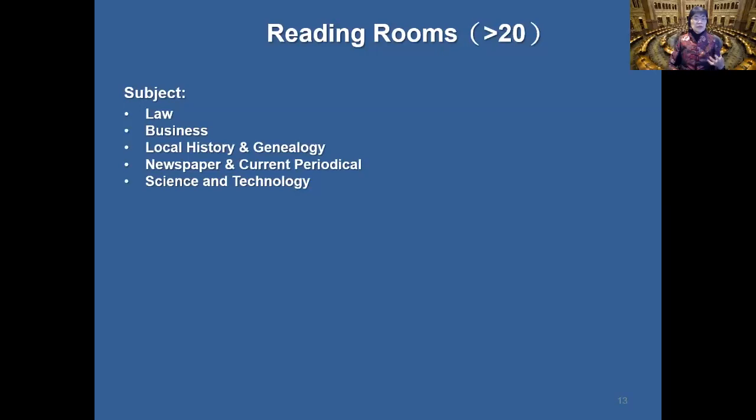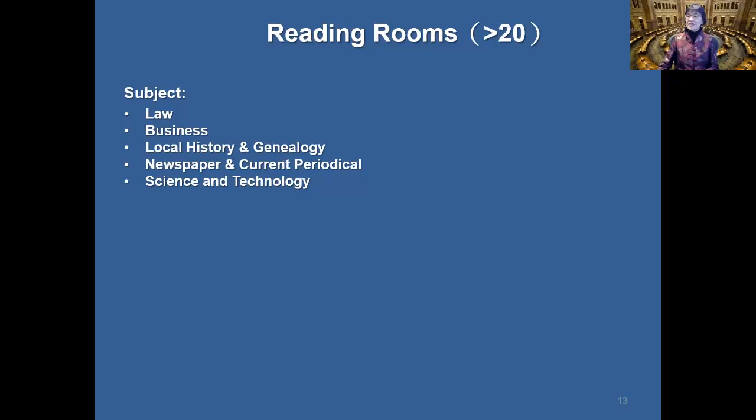So the first category is subject. If you're interested in studying law, by the way, they have the largest law library in North America because it was established for the Congress. So they have a lot of law-related material. And they have a business reading room. They have a local history and genealogy reading room.